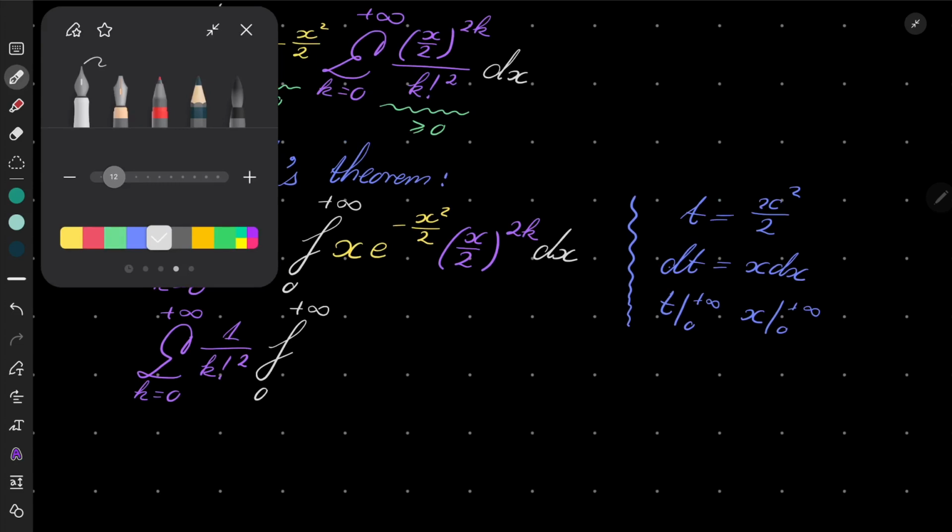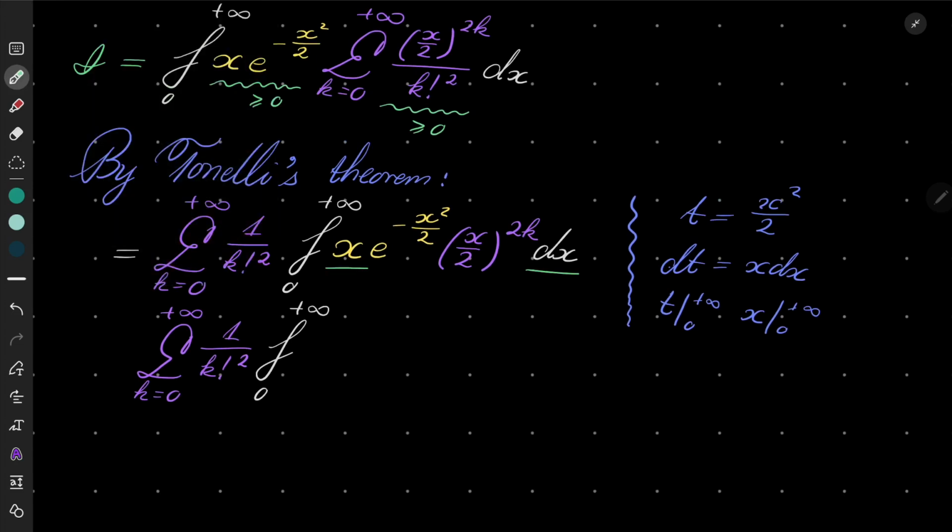And now let's take a look. x dx, it's just dt. So dt will be here. e to the power minus x squared over 2, it's just e to the power minus t now. And what is the remaining part? Notice that it's (x squared over 4) to the power k. Well, x squared over 4, it's just t over 2. So it's (t/2) raised to the power of k. Very well. And now that looks like some type of gamma function integral.